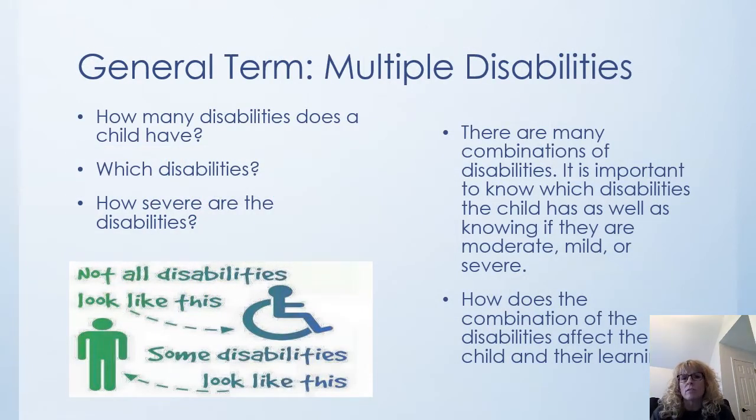Some general terms of multiple disabilities. Think about these questions. How many disabilities does the child have? Which disabilities are they? And how severe are the disabilities? There are so many different combinations of disabilities. It's important to know what disabilities the child has, if they're mild, if they're moderate, if they're severe, and how the combination of the disabilities affects the child and their learning.